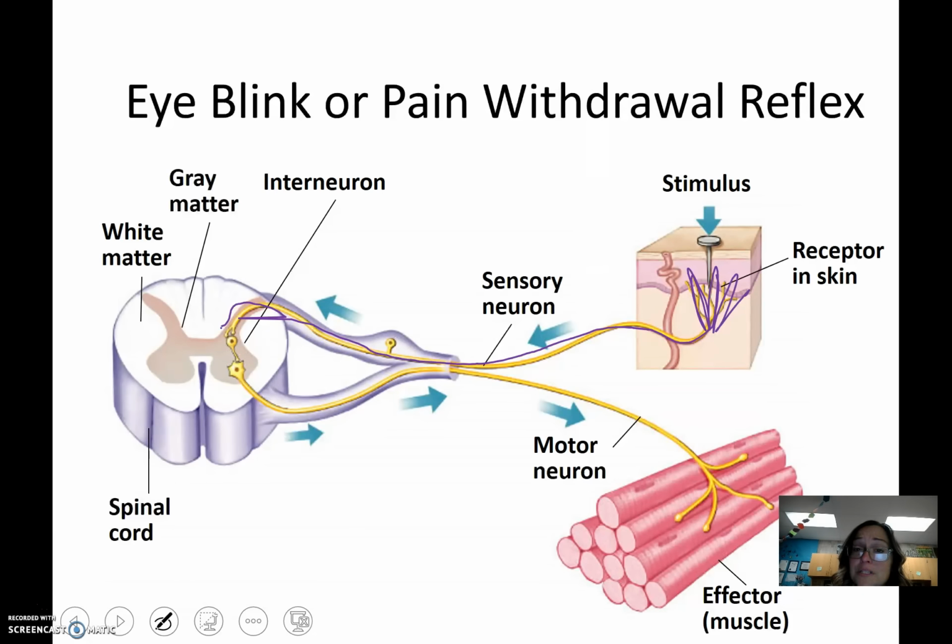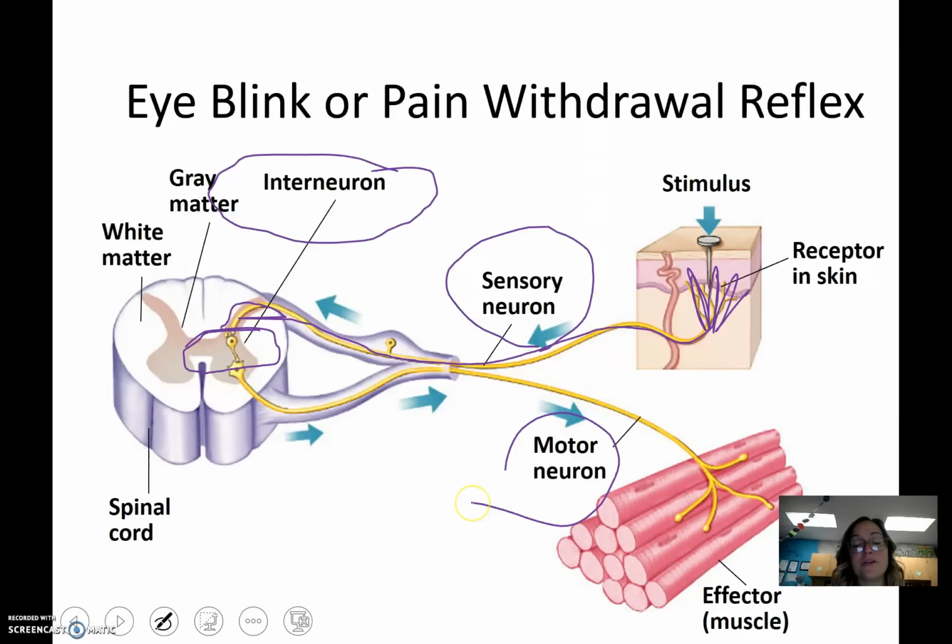So for a quicker response time, they have a little tiny neuron or a smaller neuron right here in your spinal cord called an interneuron. Now the interneuron connects sensory neurons to motor neurons. So then that interneuron is going to pass the message on to the motor neuron, and that message travels to your muscle cells, which are your effectors.